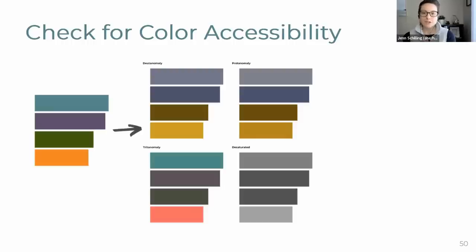And there are several online checkers that you can use to run your color palettes or even your visualizations through to check if they are accessible for different variations of color blindness. And another thing that you can use is if you put your visualizations in grayscale, you can see if they're still differentiable. And then I have two resources I'm going to paste into the chat here.